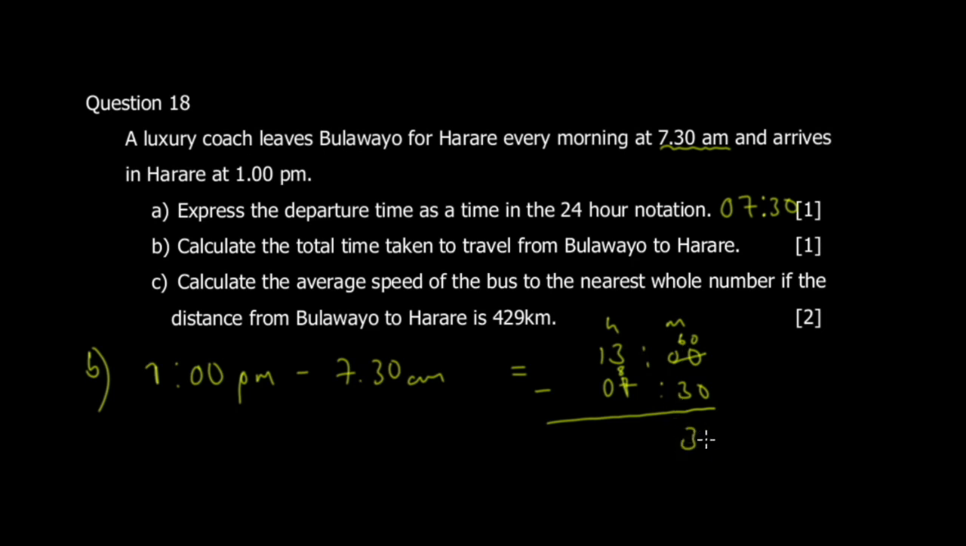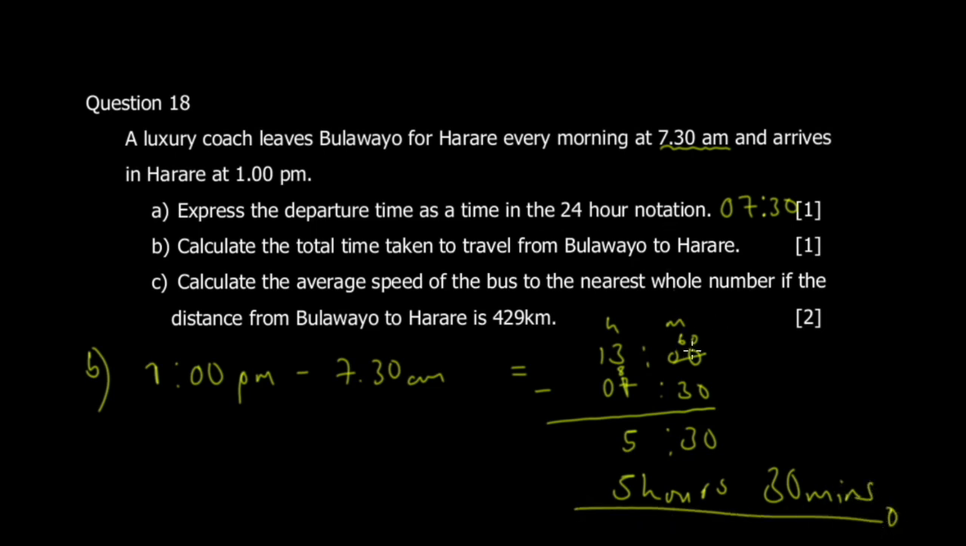So here you get 30. So 60 minus 30, you get 30. Then this minus 8, you get what? You get 5, I think. Is it? Yeah, 5. So you can even not put this semicolon. So it'd be 5 hours, 30 minutes. Okay. So this is it.